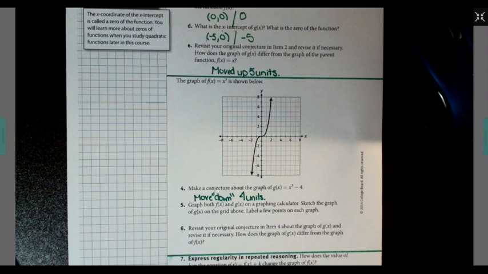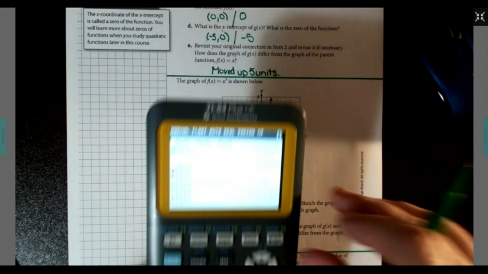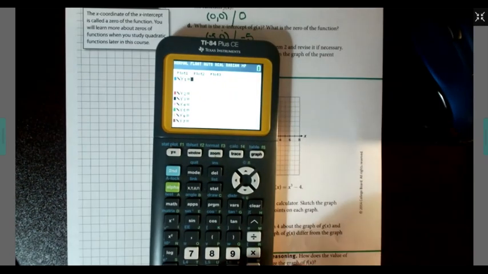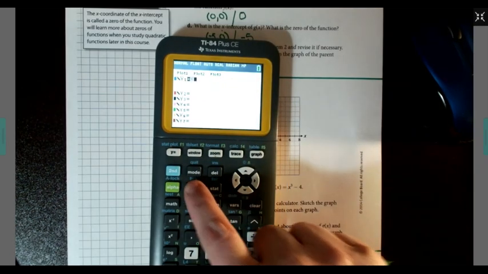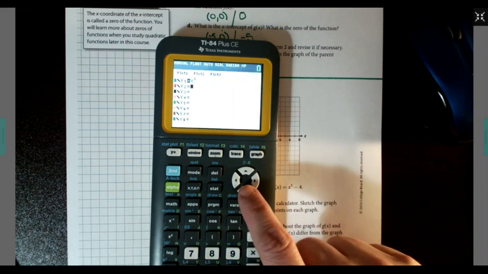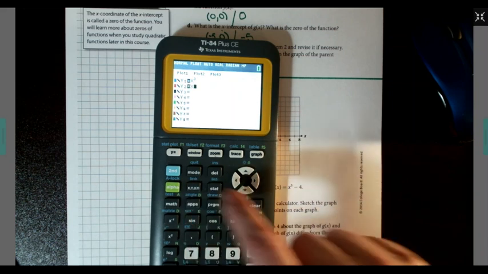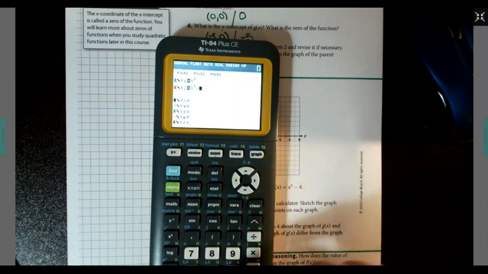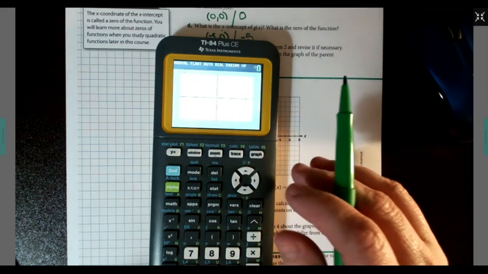Graph both f of x and g of x on a graphing calculator and then sketch the graph of g of x on the grid above. Label a few points. Okay, so I'm going to first put in x to the third power. And now we're going to put in x to the third power minus 4.